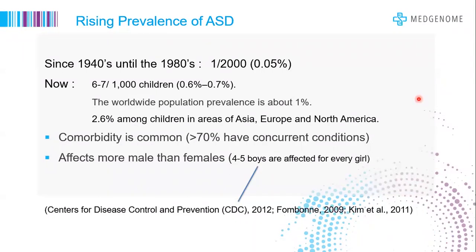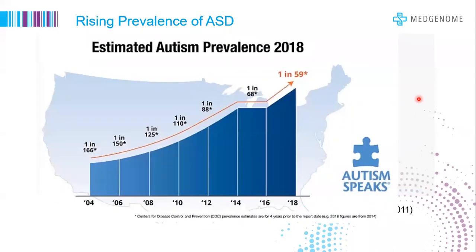Unfortunately, the prevalence of ASD is rising. As I told before, it could be because of increased awareness. But as you can see, since the 1940s, when the prevalence was as low as 0.05%, the worldwide population prevalence is now predicted to be about 1%. Along with autistic features, it has been found that comorbidities like seizures or ADHD or hyperactivity are very high in children with ASD. It affects males more than females. For every 4 to 5 boys, there would be one affected girl. And this was old information from 2012. Based on the latest 2018 data of CDC, the estimated autism prevalence could be as high as 1 in 59.